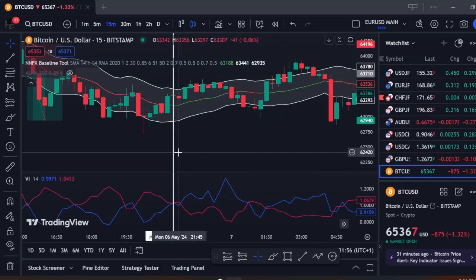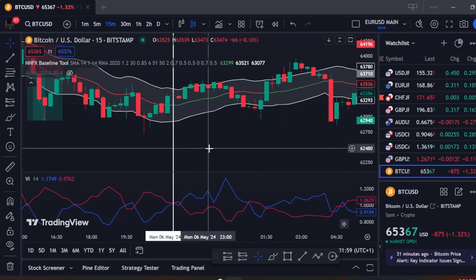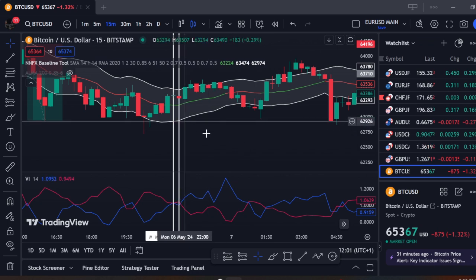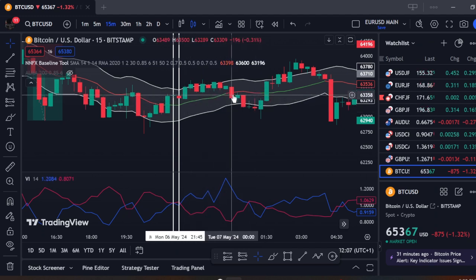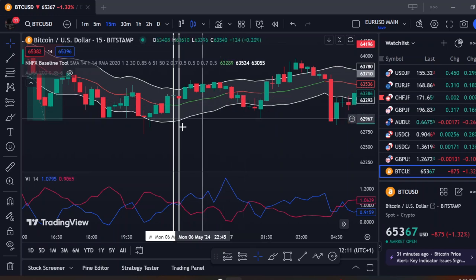And on the very next candle, we got a sell. Now, I forgot to add another rule. For sells, price has to be below this thin line in the middle. Price has to be below the thin line in the middle. So that's just for sells. And that's how we just take it.